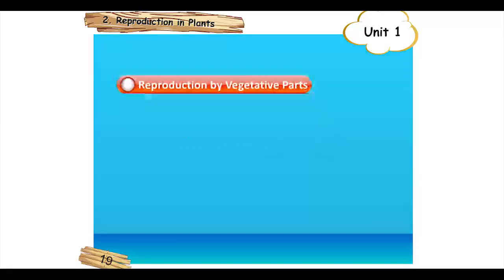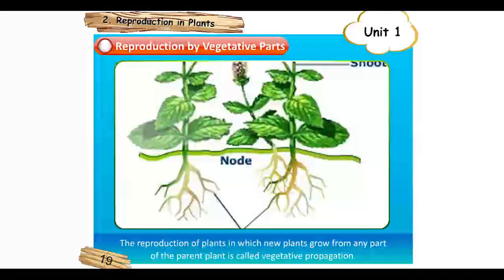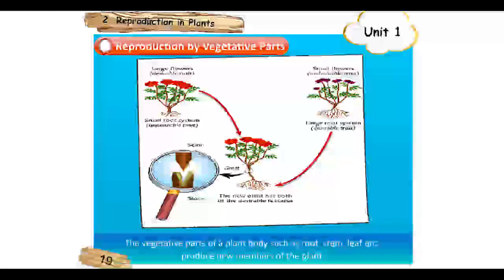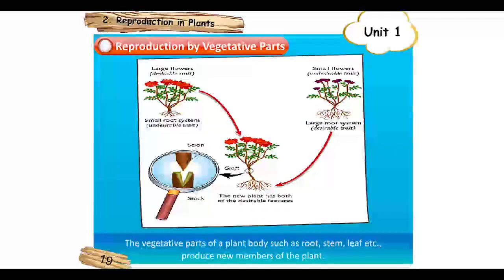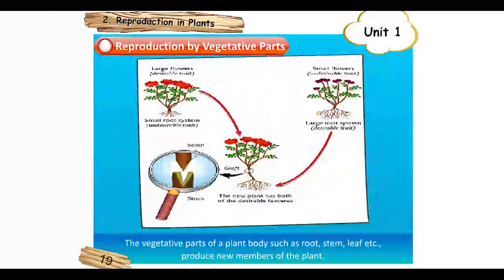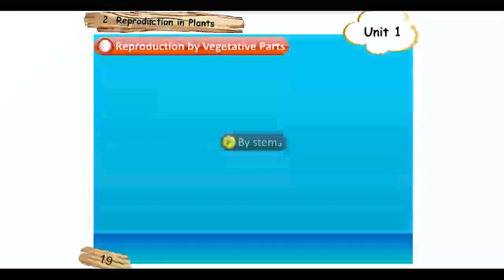Reproduction by vegetative parts. The reproduction of plants in which new plants grow from any part of the parent plant is called vegetative propagation. The vegetative parts of a plant body such as root, stem, leaf, etc. produce new members of the plant.